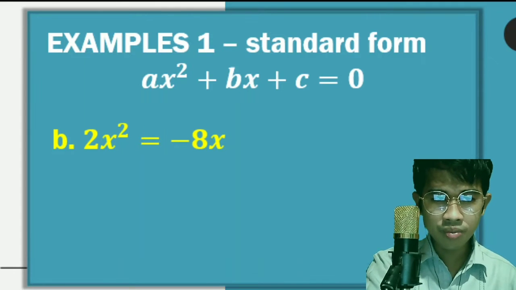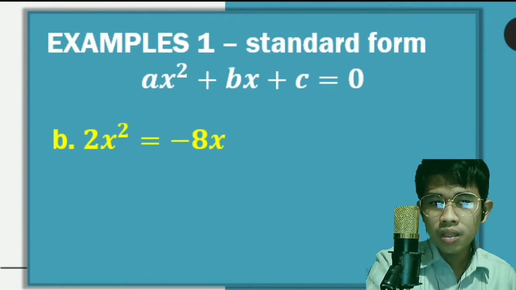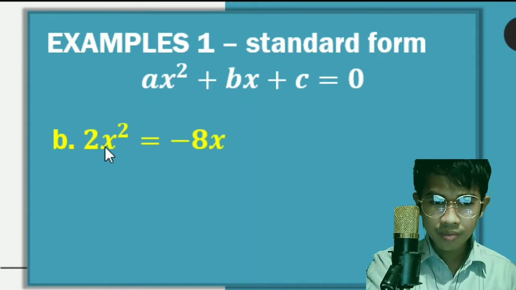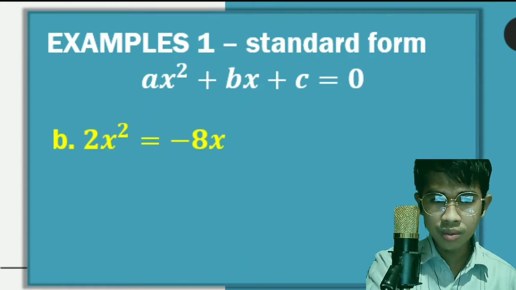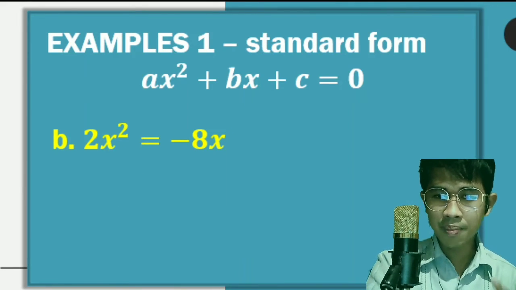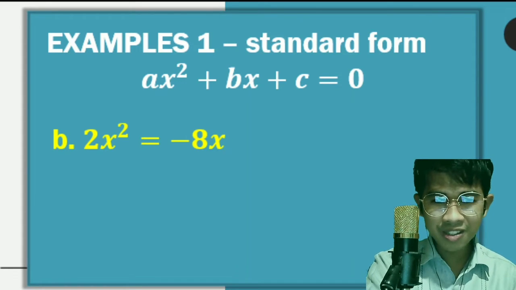Another example, we have letter B. Are may different naman siyang form. We have 2x squared equal to negative 8. So kung tanaw naton, may kulang siya, no? May kulang siya nga isa, dapat tatlo ka term. So paano ta na siya ma-identify ang C karon?